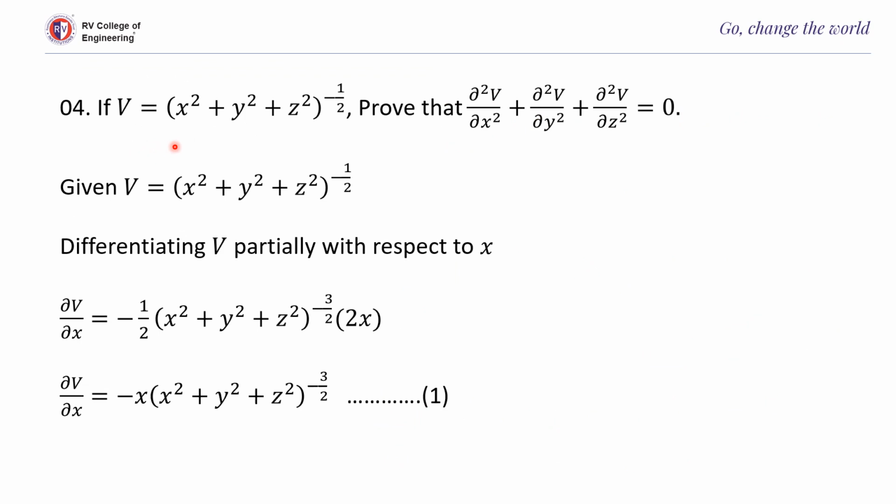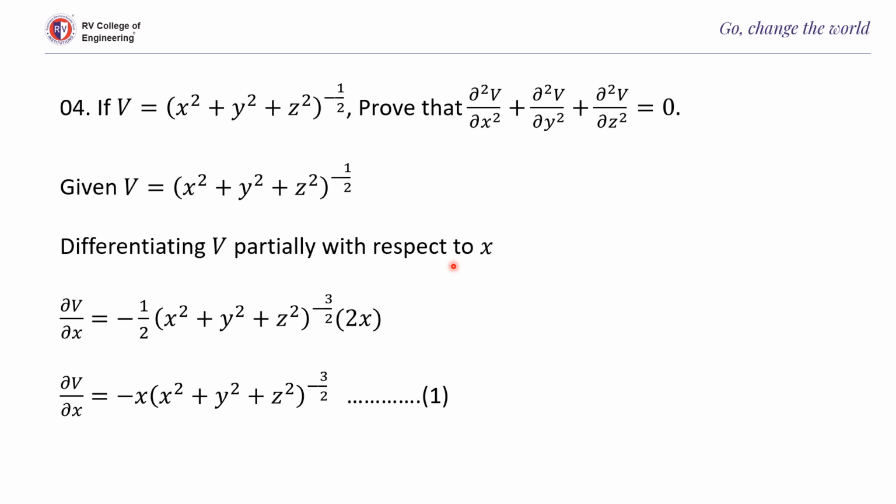Now, moving on to the next problem. If v is equal to (x² + y² + z²) raised to the power −1/2, then prove that ∂²v/∂x² + ∂²v/∂y² + ∂²v/∂z² equals 0. Now I have to differentiate v partially twice with respect to x, y and z and show that the sum is equal to 0. So I'll first of all write the given function v.